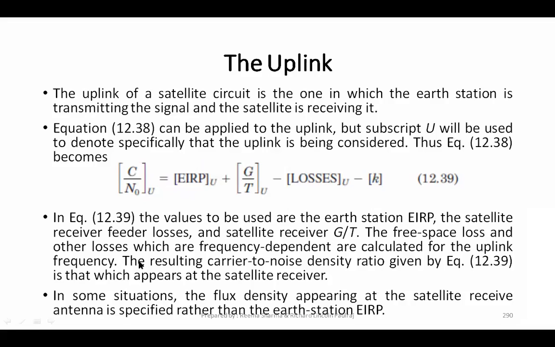The free space loss and other losses which are frequency dependent are calculated for the uplink, and the resulting C by N ratio is that which appears at the satellite receiver. So whatever losses are happening, those losses appear at the receiver of your satellite, because these signals have to go through the atmospheric losses and many other such losses. In some situations, the flux density appearing at the satellite receiver antenna is specified rather than the earth station EIRP. This is a very special case where flux density can occur at the receiver side. Even though it doesn't happen at the base station, it can happen at the satellite point, so that flux density is also taken into consideration.